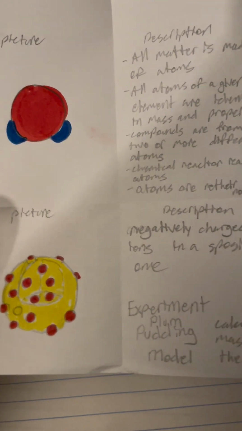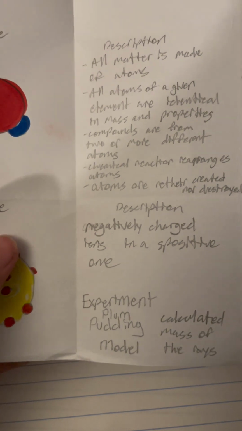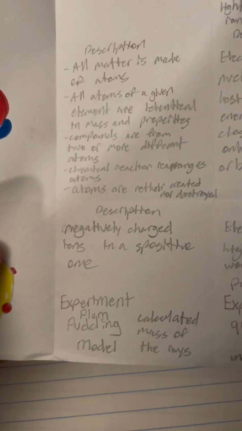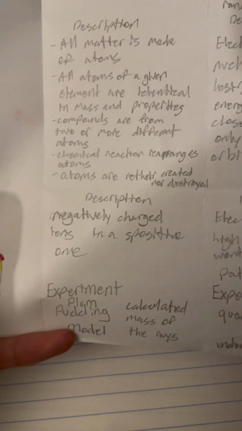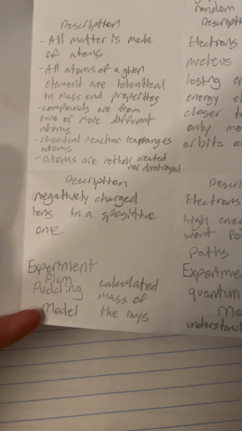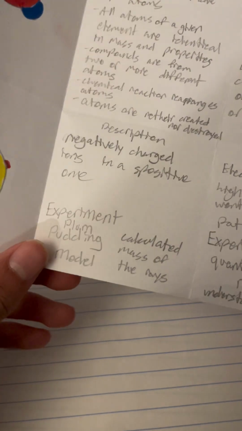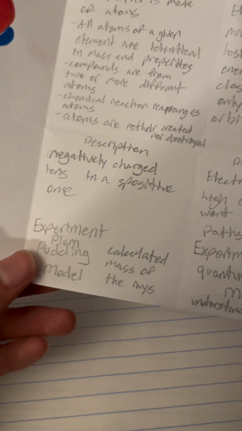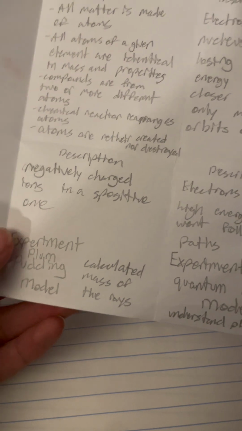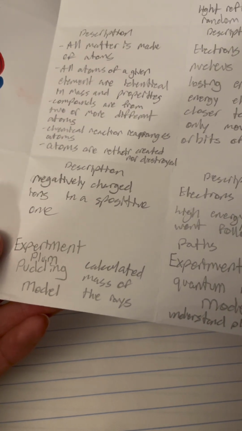This one is by Thomson. Negatively charged ions in a positive ion. So Thomson discovered this by experimenting with plum pudding and calculating the mass of the rays.